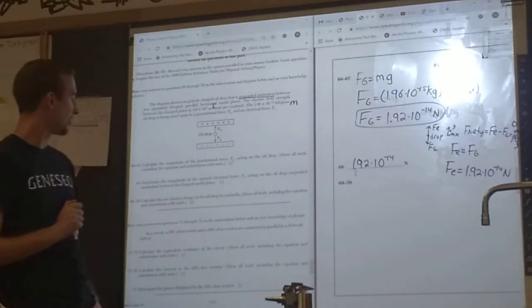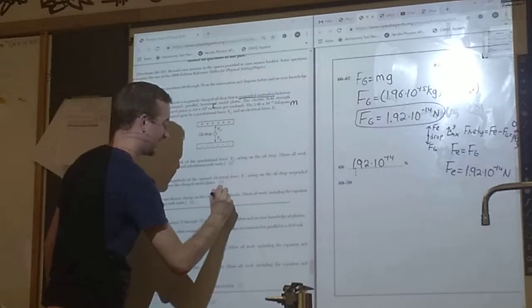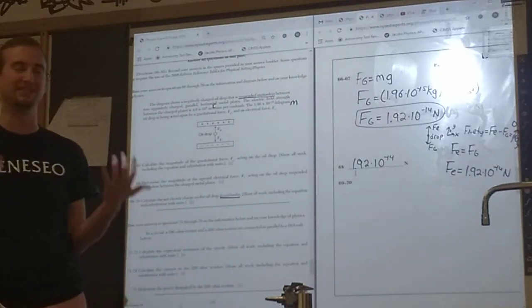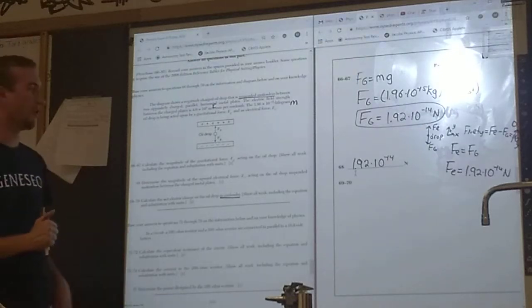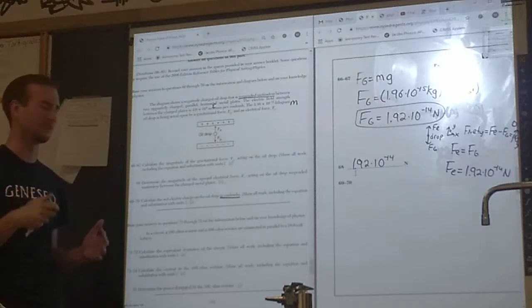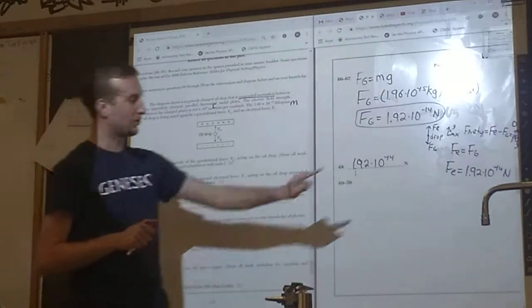Problems 69 and 70: calculate the net electric charge on the oil drop in coulombs. I saw someone convert this to elementary charges. They had it in coulombs, then converted it. It drove me nuts. In coulombs, that is the key here. So, we know the electrostatic force.